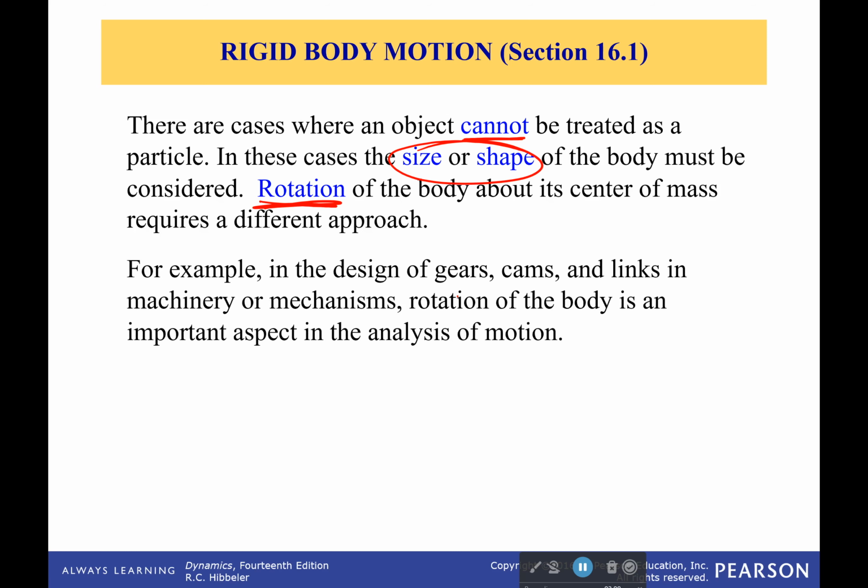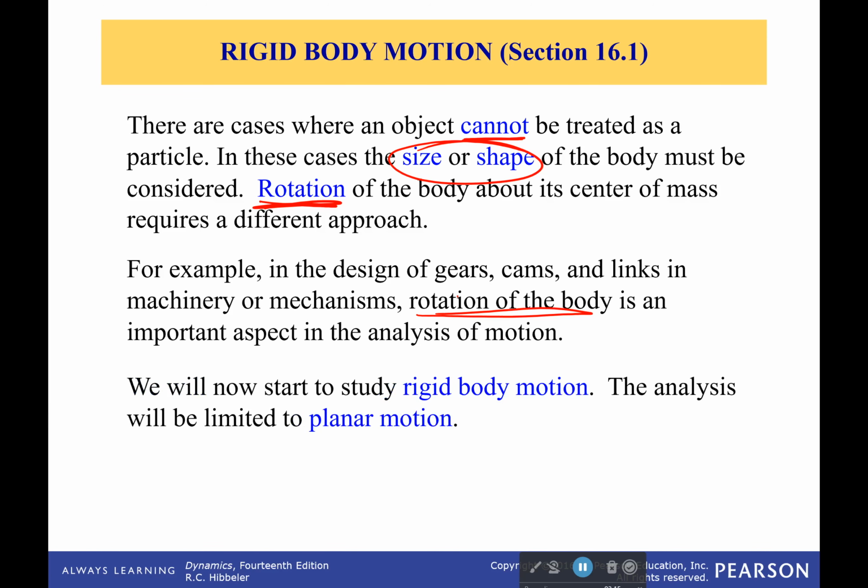So, continuing onward. If we're thinking about gears, cams, and links, we have to care about the rotation of that body. It's not staying stationary, it's spinning. And they're all connected together and they're sometimes spinning in different directions. So we're going to understand how to do rigid body motion today. But we're going to limit it to planar motion. Thank goodness, no three-dimensional motion right here.